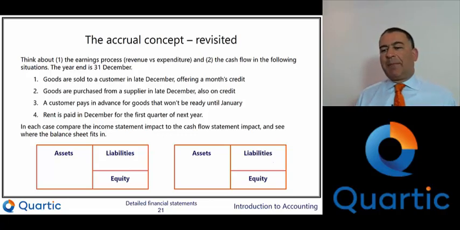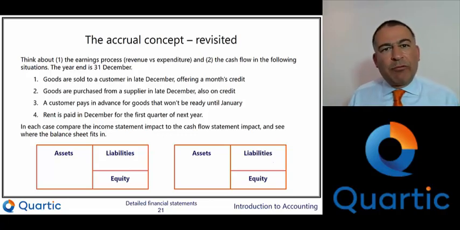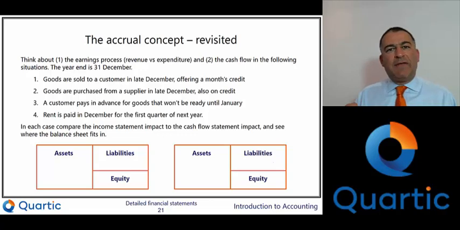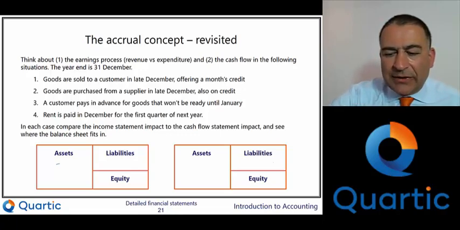Number 3, a customer pays in advance for goods that won't be ready until January. So let's say it's Quartic and we receive a client receipt. We invoice a client and receive some cash in December for a course that isn't happening until next year. So cash goes up this time.